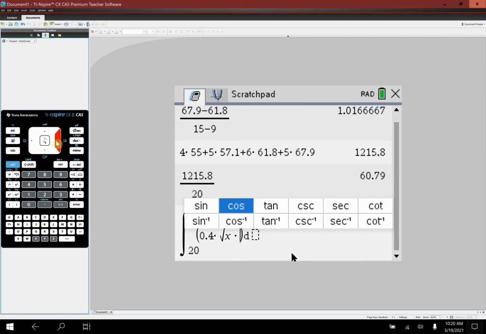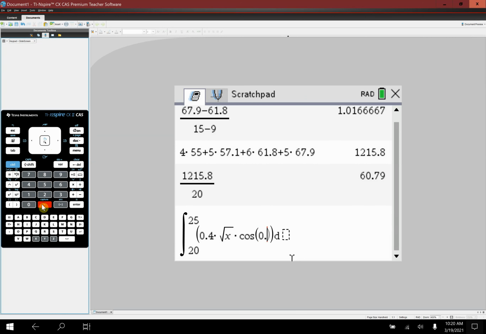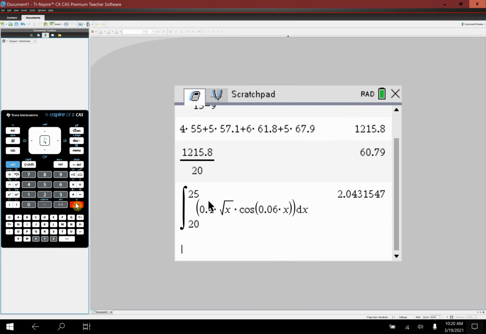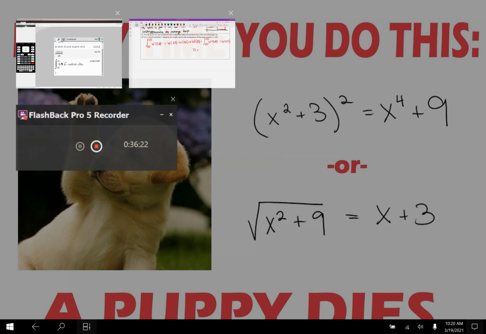Trig, cosine of 0.06x. There we go. And I used x all the way through. Could you have used t? Certainly. There's nothing wrong with that. Just make sure it says dt at the end. Hit enter. 2.043.